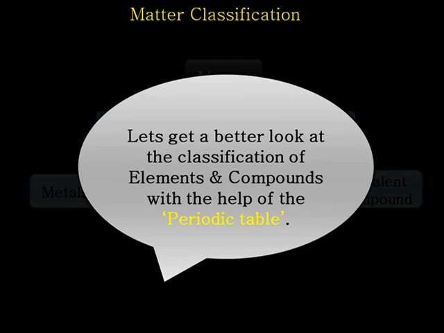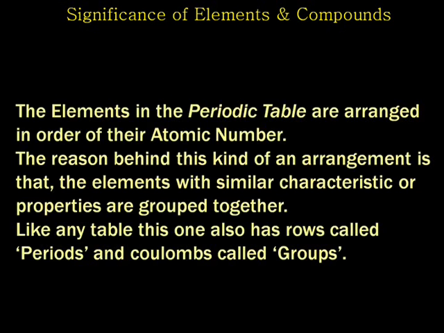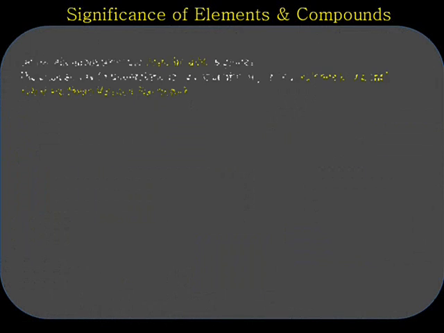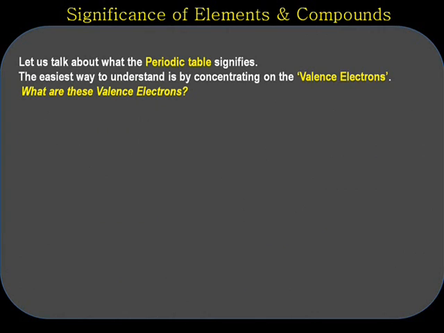Now let's get a better look at the classification of elements and compounds with the help of the periodic table. The elements in the periodic table are arranged in order of their atomic number. This is to ensure the elements with similar properties or characteristics are grouped together. Like any table, periodic table has rows called periods and columns called groups. Let us talk about what the periodic table signifies. Now the easiest way to understand this table is to learn about valence electrons.